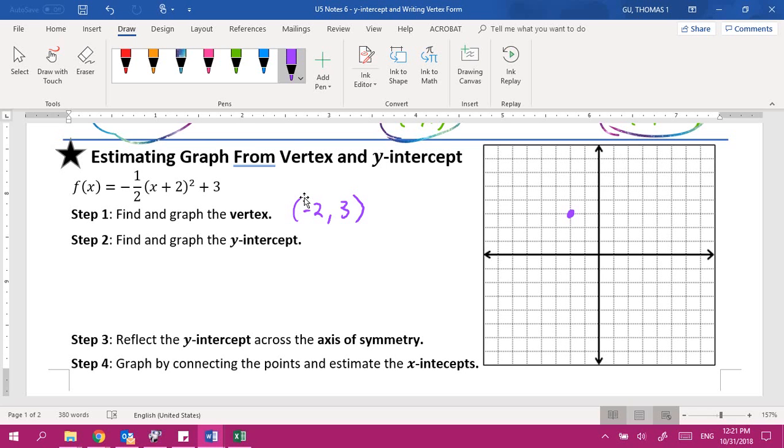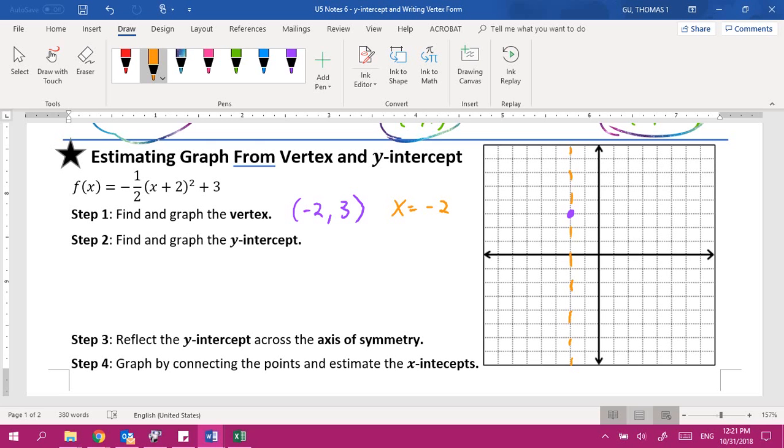Okay, so negative 2, comma 3. That's the vertex. Graph your vertex, okay? And now, I guess just right away, we're going to identify the axis of symmetry. What's the axis of symmetry? x equals negative 2. So the axis of symmetry is x equals negative 2. So let's go ahead and draw the axis of symmetry, because that's going to let me know where my mirror line is, right? The axis of symmetry is like that mirror line.